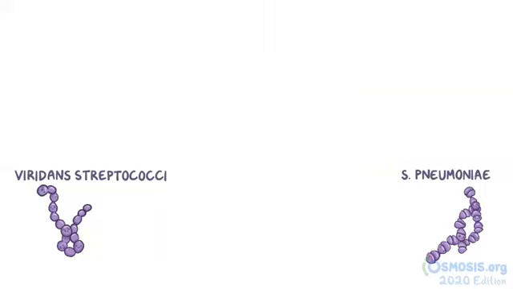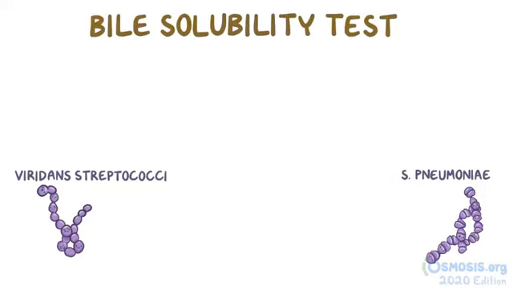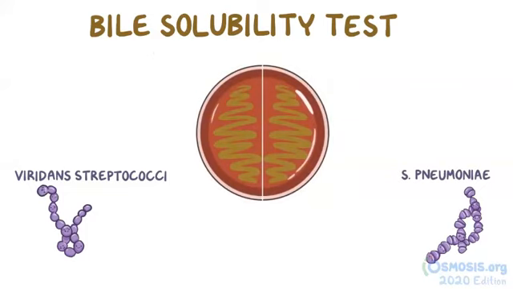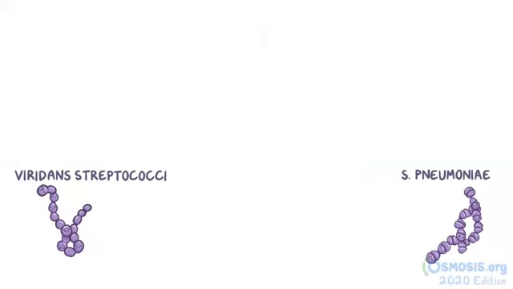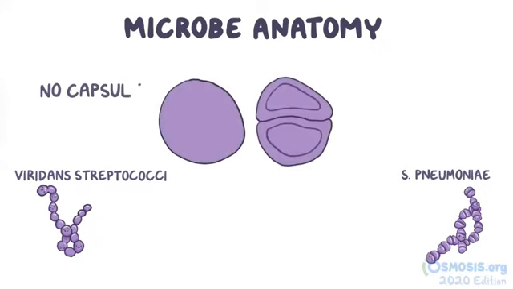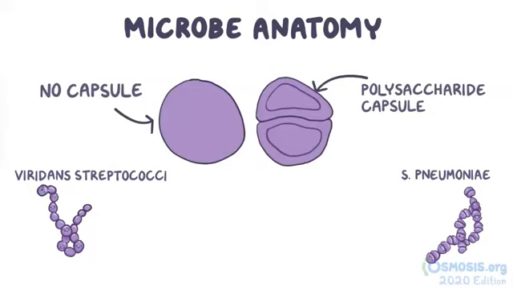Another test that can be used to distinguish strep viridans from strep pneumoniae is the bile solubility test, which can be done in a test tube, or more commonly, by dripping drops of bile on bacterial colonies. Strep pneumoniae is bile soluble, meaning that the bile salts will promote the lysis of the bacteria, whereas viridans streptococci are bile insoluble or bile resistant. Finally, viridans streptococci also lack the polysaccharide-based capsule typical of Streptococcus pneumoniae.